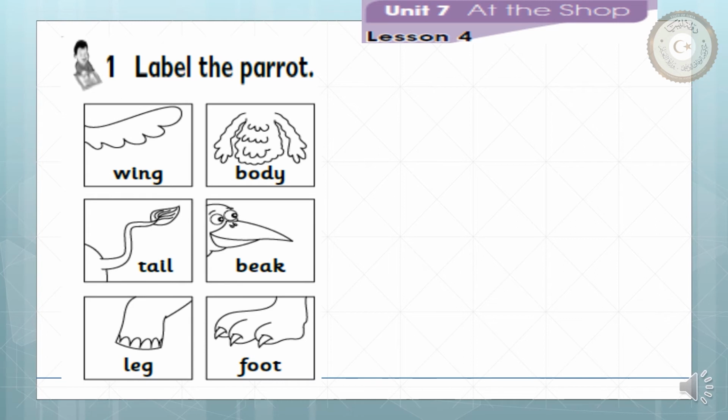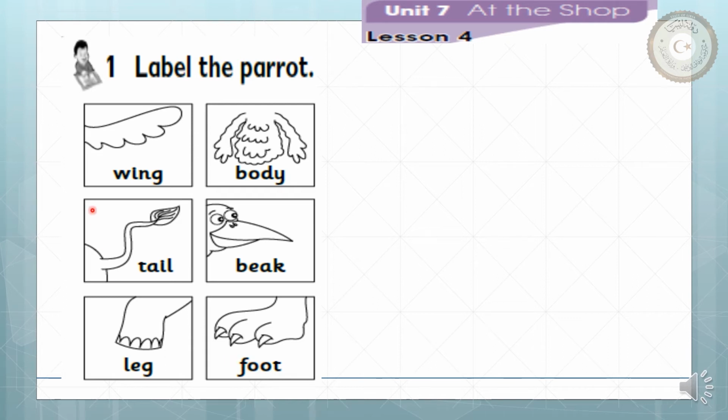Now look at here. Look at the first activity in your activity book. Label the parrot. Label the parrot. Here we have the list of the words. Okay, let us start checking these words. These are the body parts. Wing, body, tail, beak, leg, and foot.